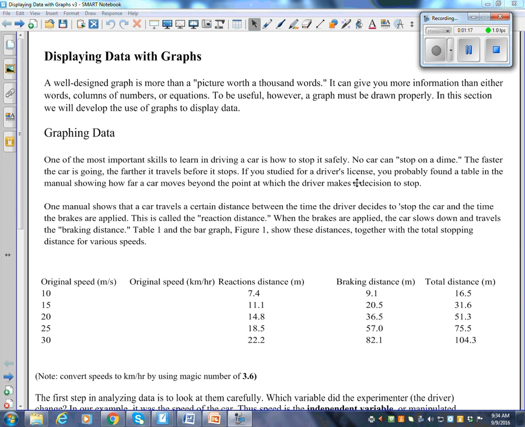One manual shows that a car travels a certain distance between the time the driver decides to stop the car and the time the brakes are applied. This is called the reaction distance, and here's where a highlighter would be a wonderful thing to have. If you don't have a highlighter, you could just use a pencil or something.